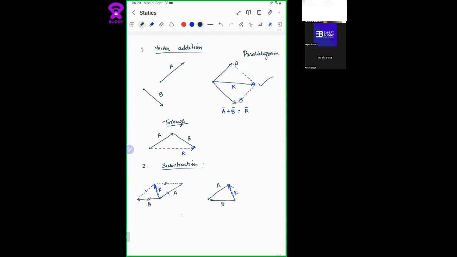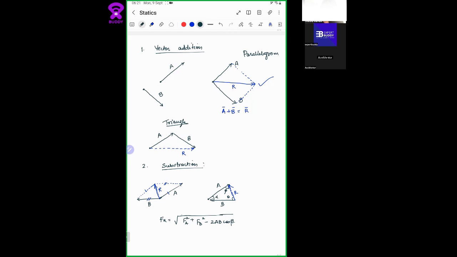Now, how do you find the magnitude of the addition? This is the direction sense. For the magnitude, suppose you have this alpha angle, this theta angle, and a beta. The resultant force magnitude is equal to the square root of FA squared plus FB squared minus 2 FA FB cos beta. So beta is the angle.